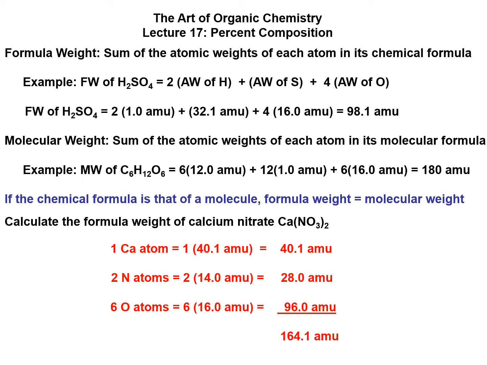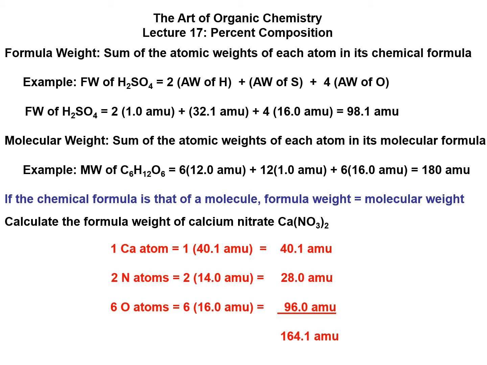Molecular weight, on the other hand, is the sum of the atomic weights of each atom in its molecular formula. So if we look at the molecular weight of glucose, we have 6 times the atomic weight of carbon, which is 12, plus 12 hydrogens, which have the atomic weight of 1, plus 6 oxygens, which have the atomic weight of 16, which equals 18 atomic mass units. Now, if the chemical formula is that of the molecule, the formula weight equals the molecular weight. From my experience, generally that's the case. So they are interchangeable for the most part.